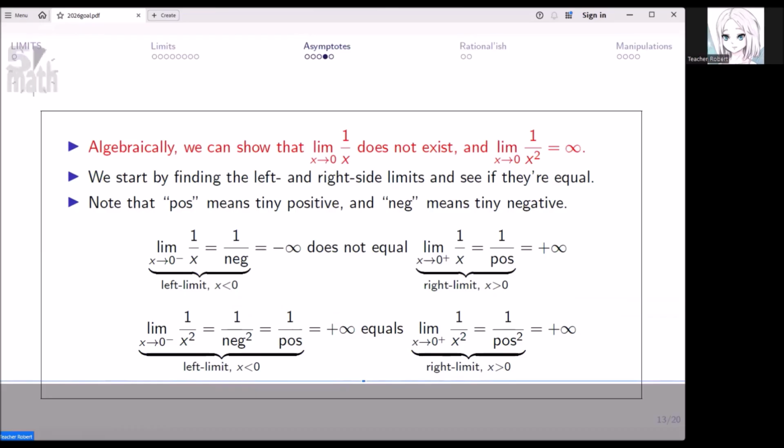Limit as x approaches 0 from the negative of 1 over x squared equals 1 over neg squared equals 1 over pos equals positive infinity, equals limit as x approaches 0 from the positive of 1 over x squared equals 1 over pos squared equals positive infinity.